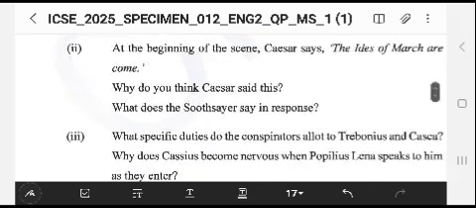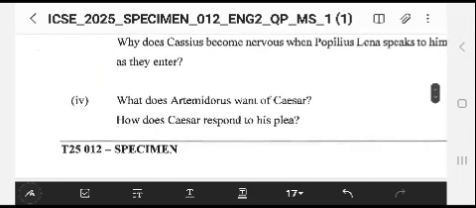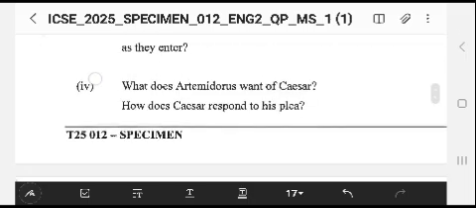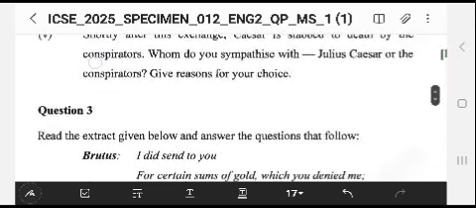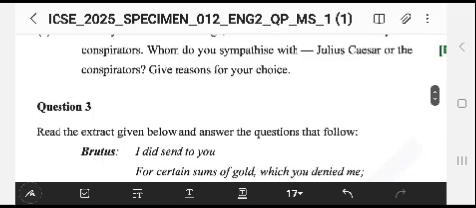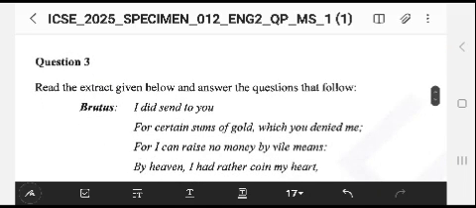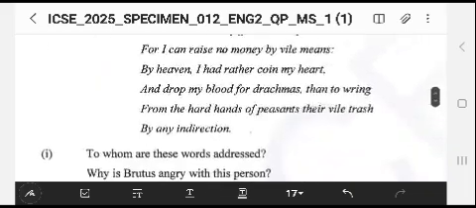You can go through and see all these questions. Read carefully and answer. This is the specimen paper. And see, shortly after this exchange, Caesar is stabbed to death by the conspirators. Whom do you sympathize with, Julius Caesar or the conspirators? Give reasons for your choice. All these things are mentioned here. Then question number 3 is there. That is also from the drama part. You can select any of these two, or if you want, you can attend both of these answers also.